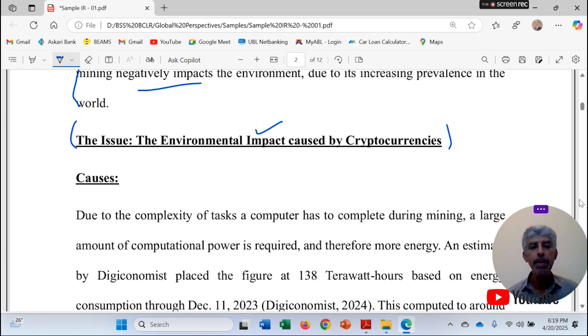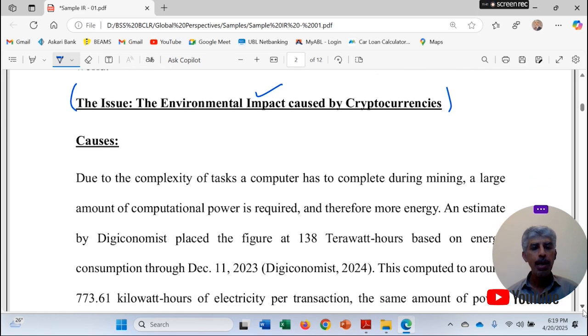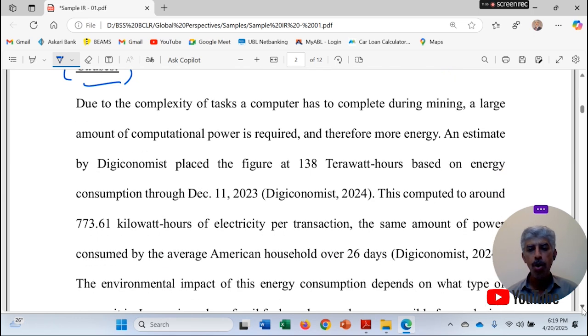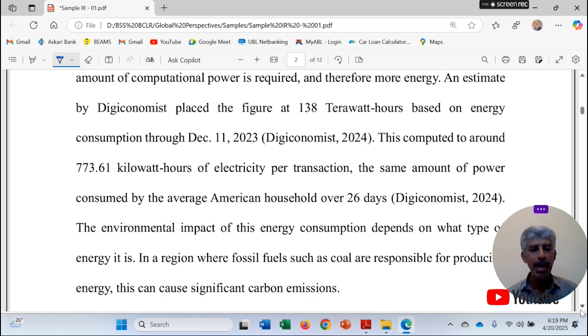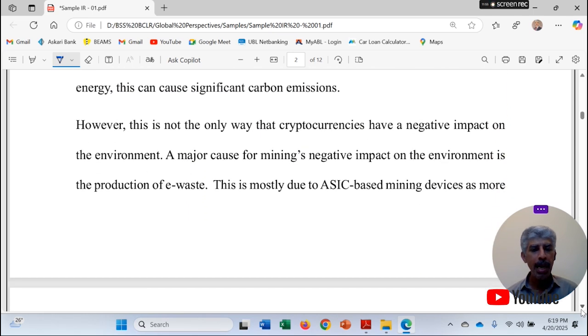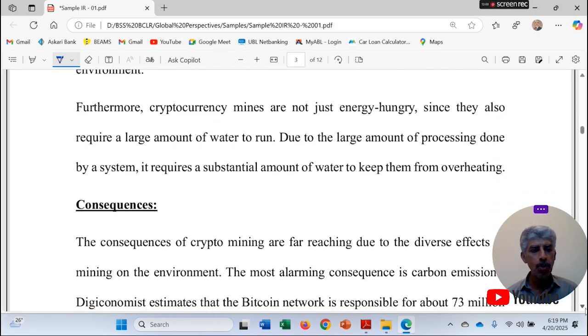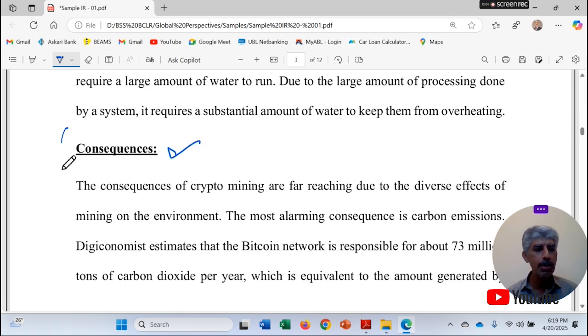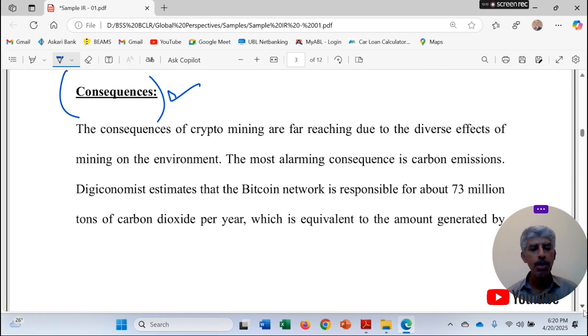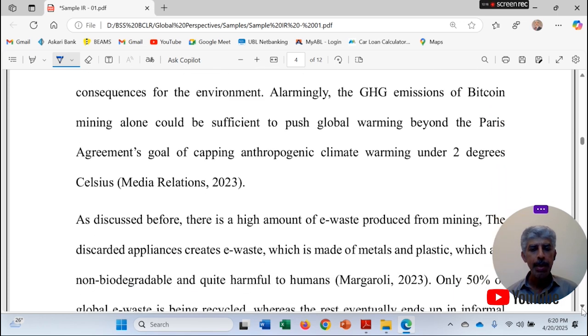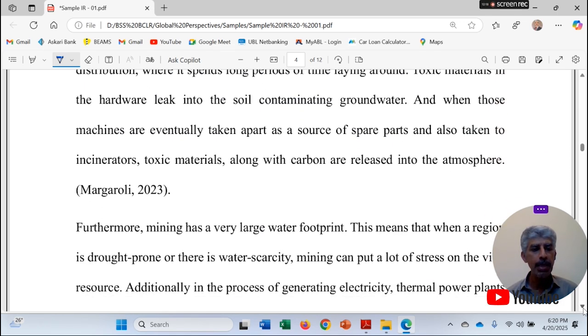Previously, until last year, we had two issues to highlight and explain. Then you are supposed to explain the causes and the consequences of cryptocurrency usage on the environment. So here the student has explained the causes first, and then he has given the heading of consequences. You can see that here the consequences of crypto mining are explained, and he explained these really in a better way.